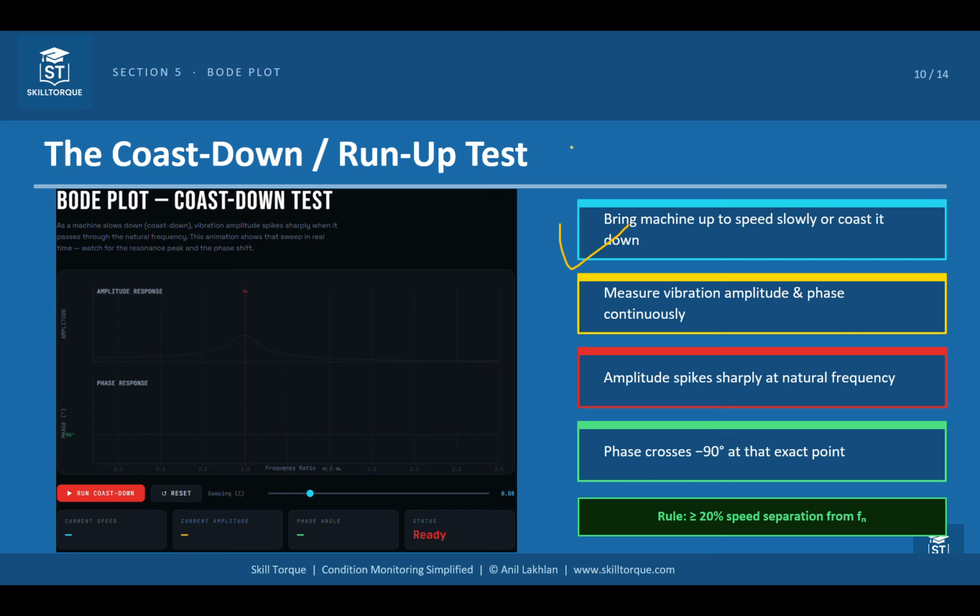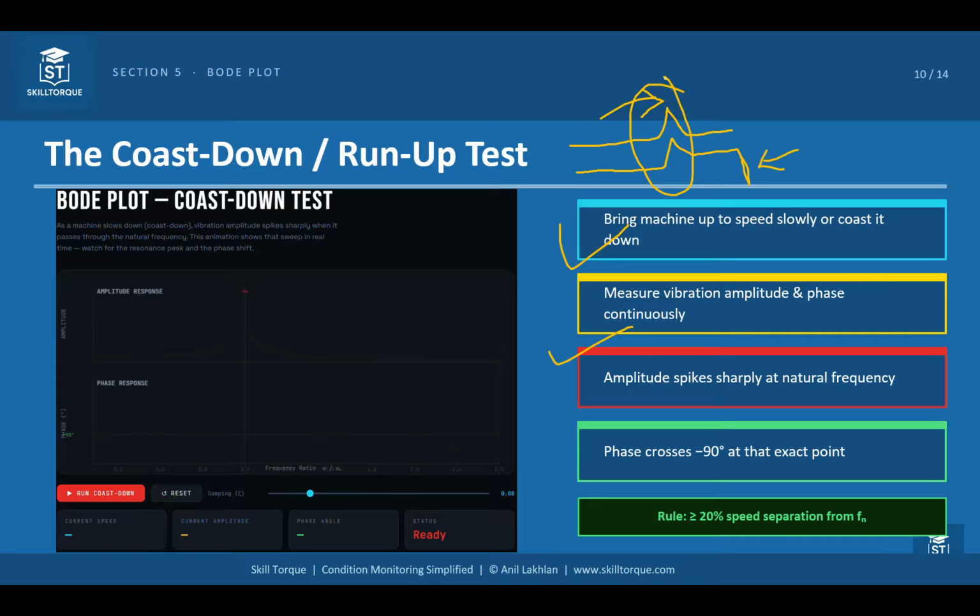This is the most reliable way to confirm the resonance. So you bring the machine up to speed slowly. Let's say the speed is 1500, so slowly we'll be running from 300, 400, 500, something like this, and otherwise we will be coasting down, or you can say we will be running down, right? So what is this run down? Let's say once we have achieved the maximum speed of 1500, then we slowly bring it down. So the first process is to slowly take it to the maximum speed, and then slowly bring it to the minimum speed. If there is any kind of resonance frequency in that range, you will see the vibration amplitude spike sharply as you pass through it, and then suddenly drop back and move away.